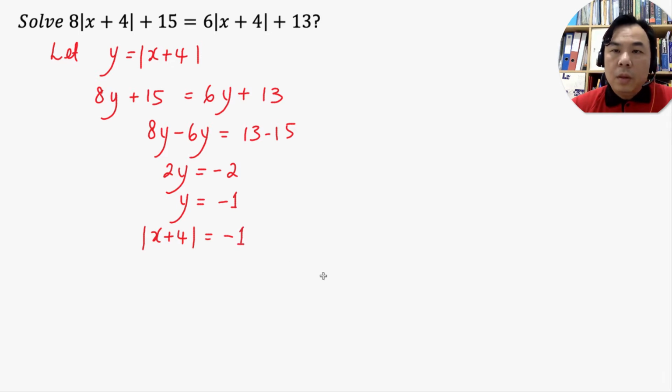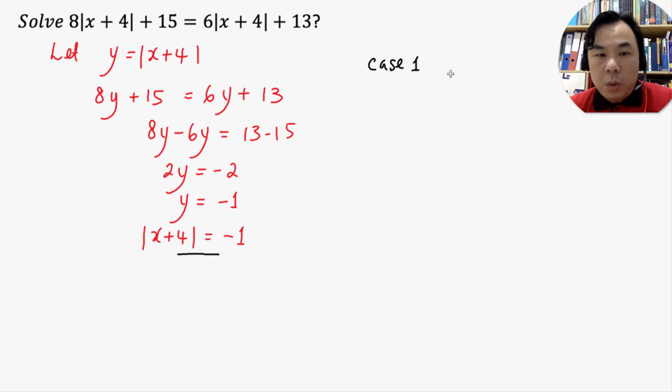Alright. Now from here itself, I'm going to solve this absolute value equation. Now this is how I'm going to solve this. There are many methods we can use, but by using the typical method, we're going to consider case 1. Case 1 would be x + 4 equal to -1. And then from here, I will be able to get -5.